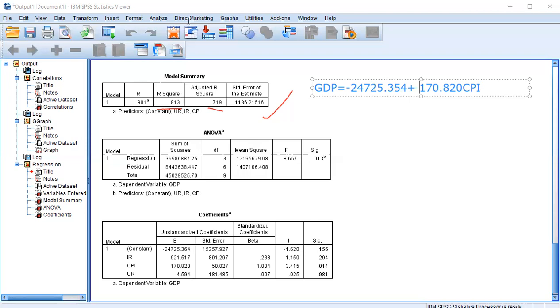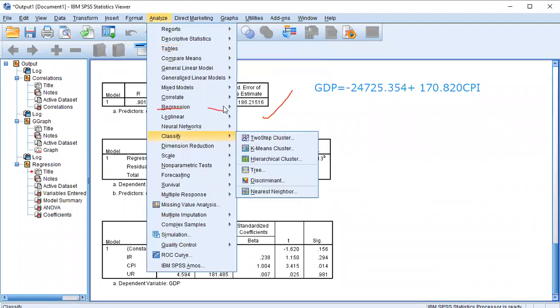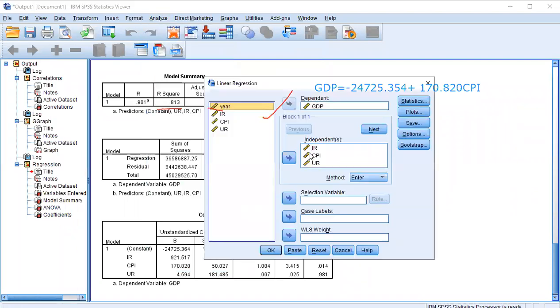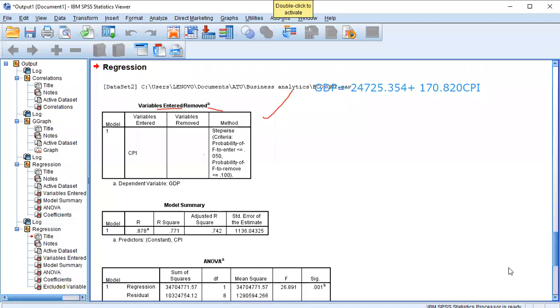So let's go back and rerun the analysis. This time I'm going to skip one of these variables at a go, or you can use a stepwise regression method, either stepwise or a forward regression method. So let's see the outcome step by step.